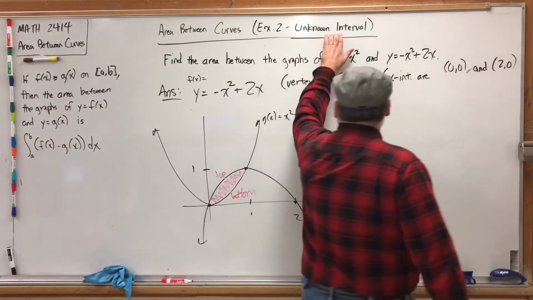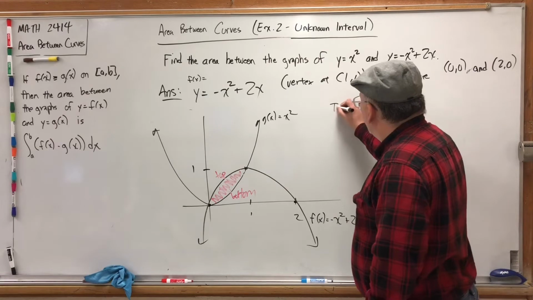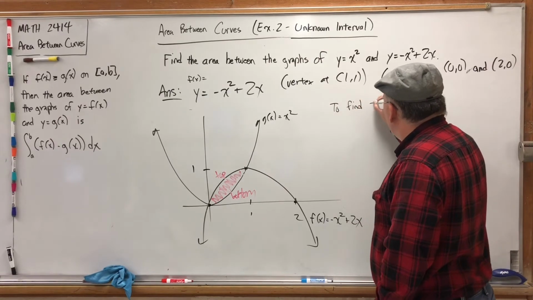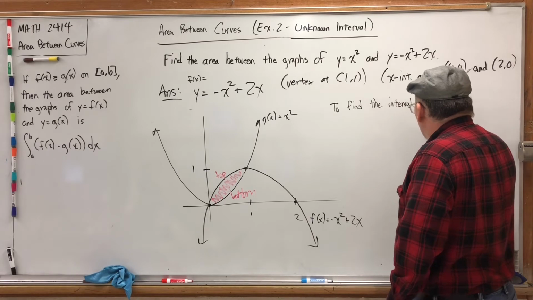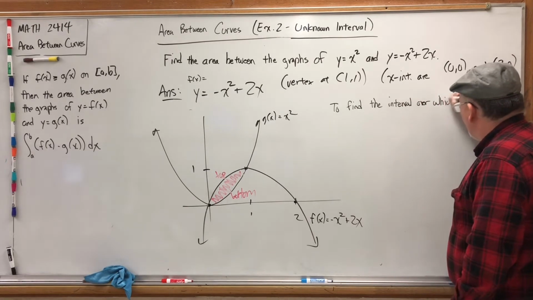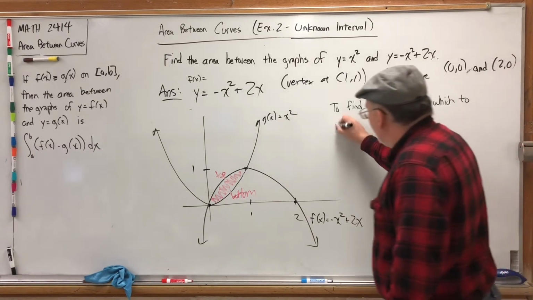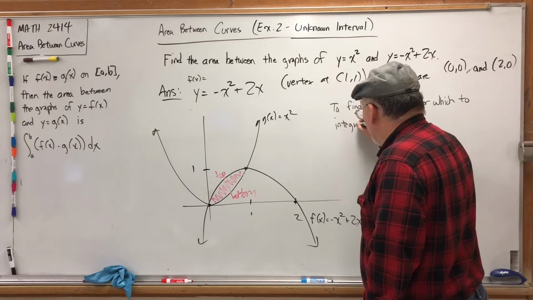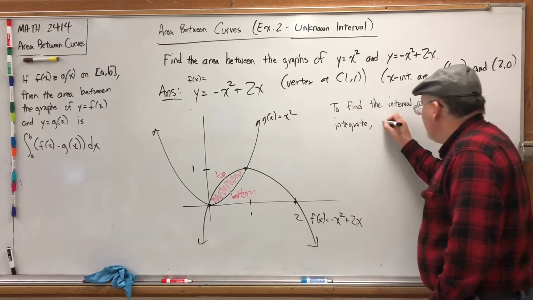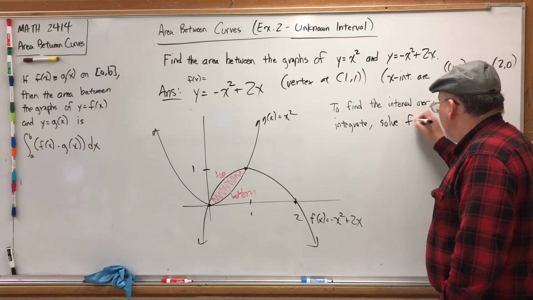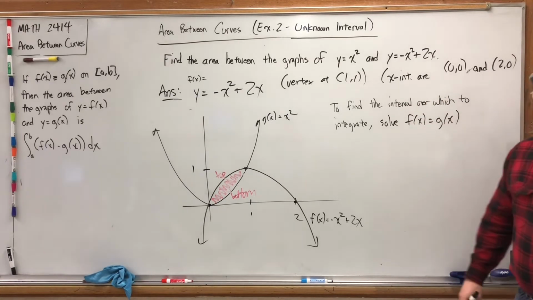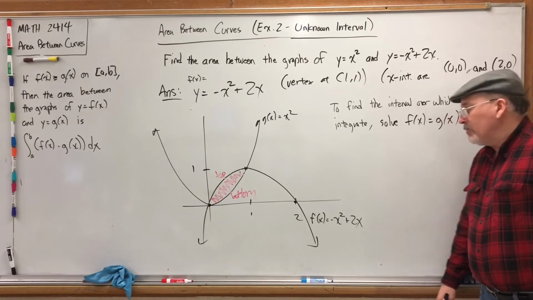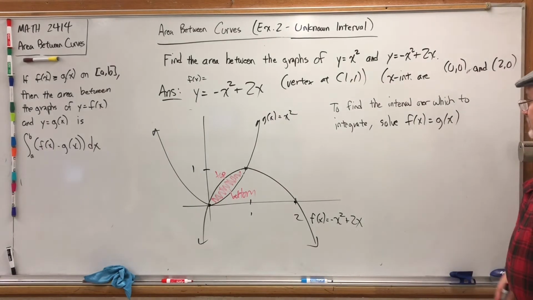So, when you have an unknown interval, to find the interval over which to integrate, if it's not given to you, solve f of x equals g of x. And that will tell you the inputs that produce equal outputs, which is equivalent to saying finding the intersection points.